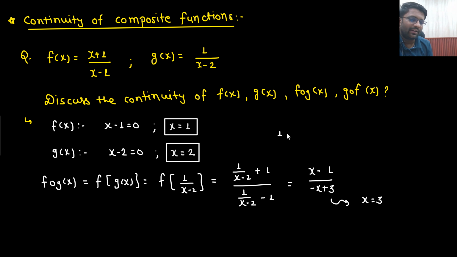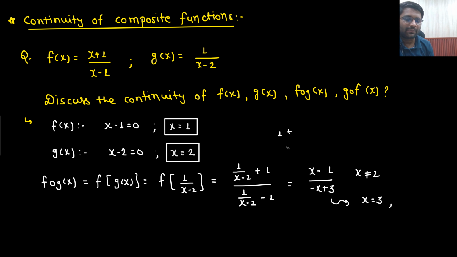Basically, how would you have solved it? 1 plus x minus 2 divided by x minus 2. Then, sir, 1 minus x plus 2 divided by x minus 2. So this you would have cancelled, and then you would have written x minus 1 divided by minus x plus 3. So x minus 2 and x minus 2 are getting cancelled, right? When you cancel them, what does that mean? Just as you cancel them, you would have written that x should not be equal to 2.